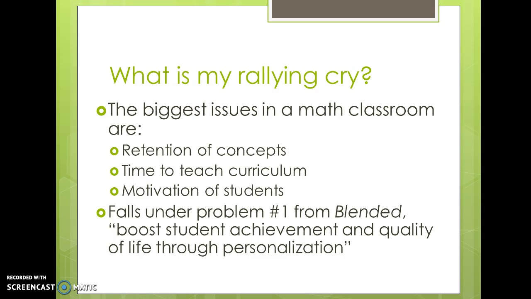So looking at these three issues, I kind of said that this falls under problem number one from our blended book, and Horn, the professor, kind of listed problem one as this. It's looking to boost student achievement and quality of life through personalization. And so that's what I see happening with those three things. It's student achievement, and then I look at the motivation as being a big quality of life bullet point there. And it's going to happen through that ability to personalize the lessons. That's going to make time more efficient. That's going to allow you to get through more of the curriculum and be able to enhance and enrich a lot of that stuff.